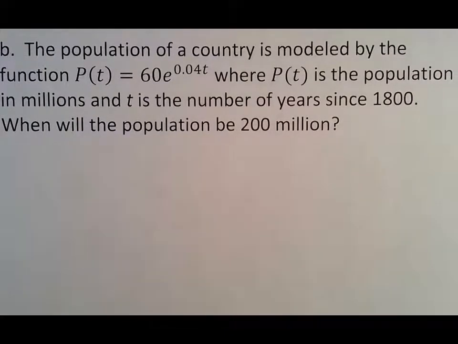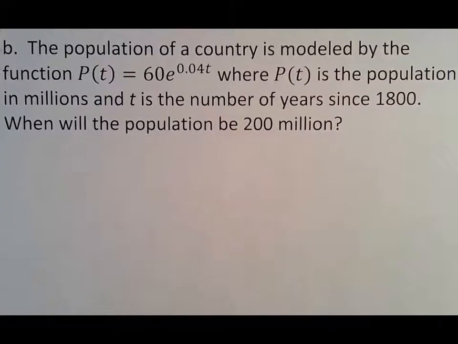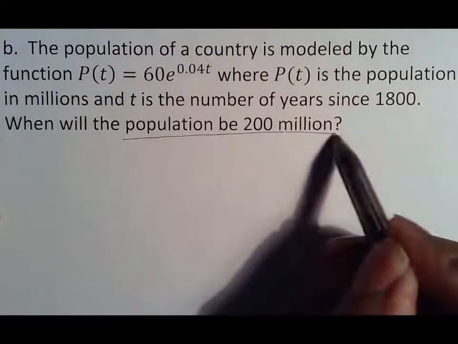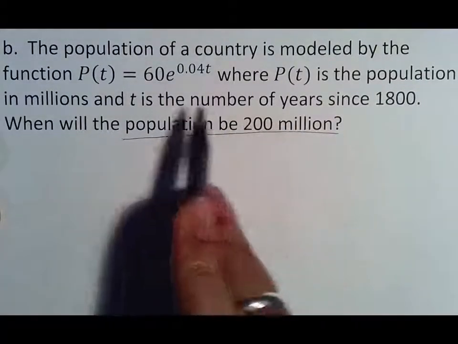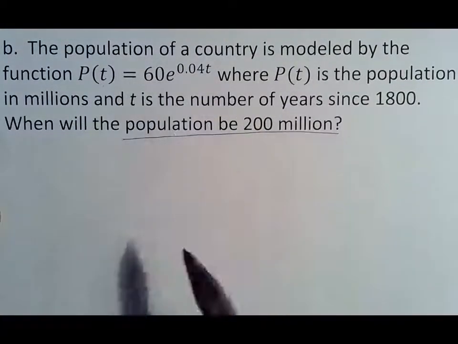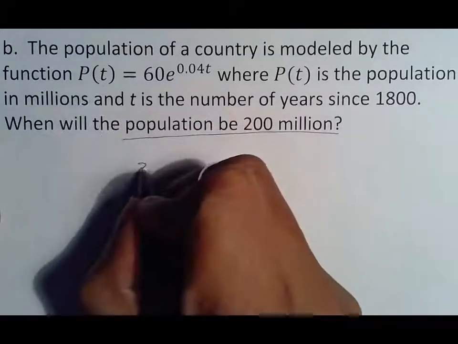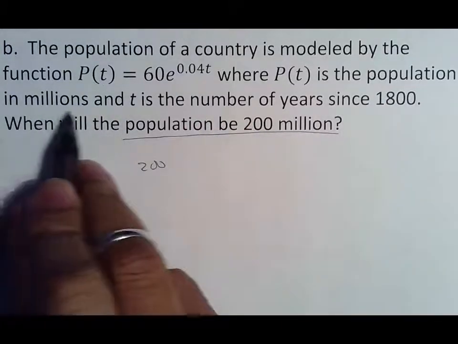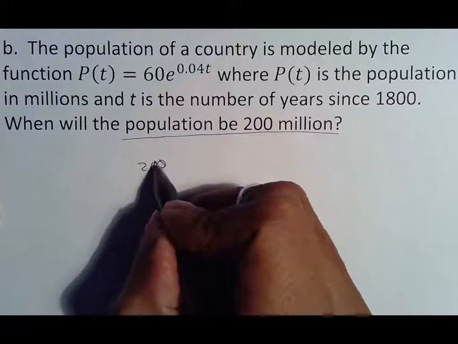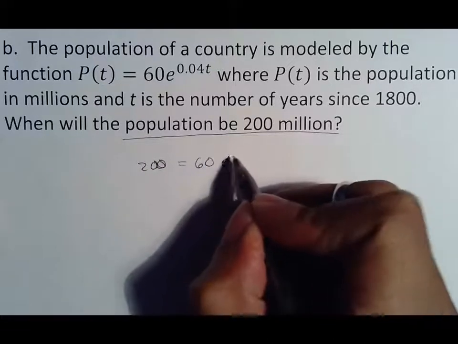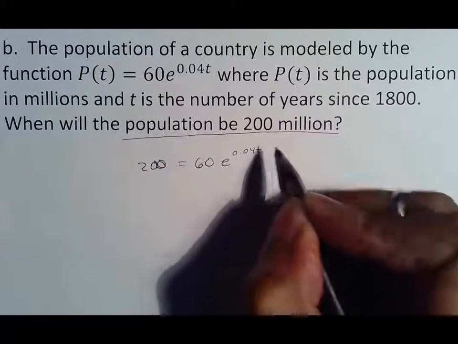The rest of the information, I think, is pretty standard, but again, getting rid of a natural log is something you've never done. Population of a country is modeled by the function blah, where p of t is the population, t is the number of years since 1800. They want to know when the population will be 200 million. So again, you have to read carefully. This is not time. This is when will the population be 200 million, which again, p of t is a population, so you're going to put the 200 there, because it's in millions, for p of t equals 60 e to the 0.04 t.